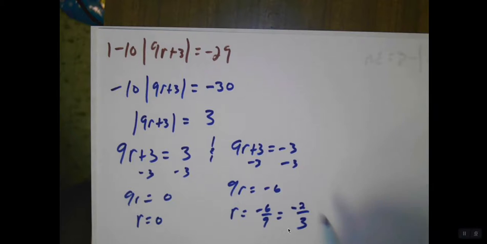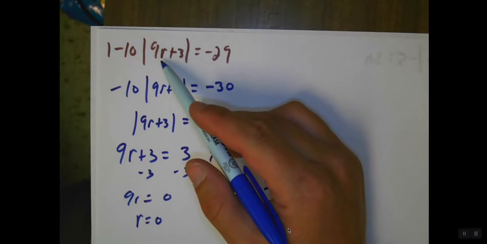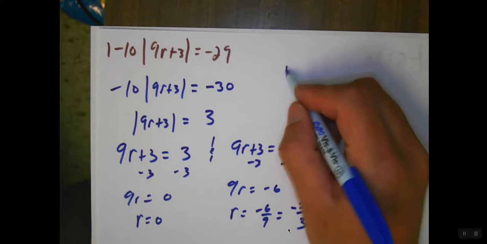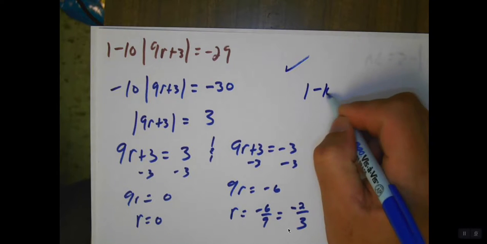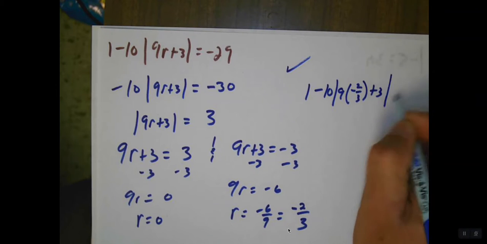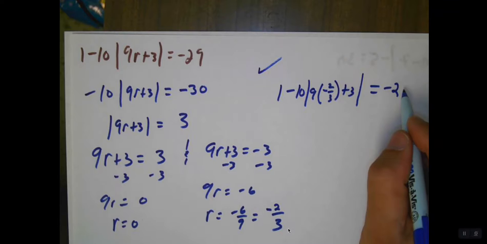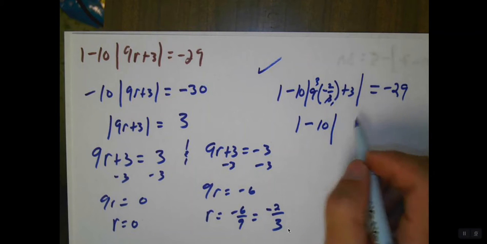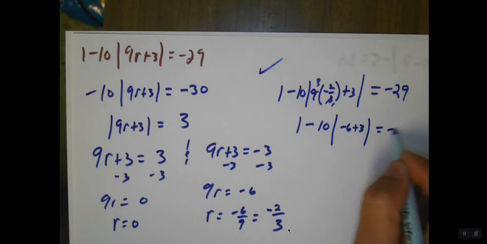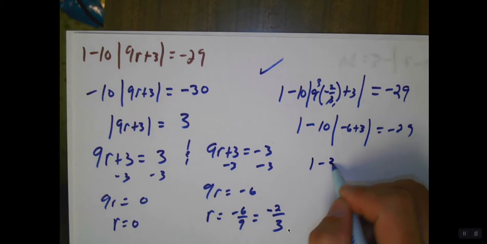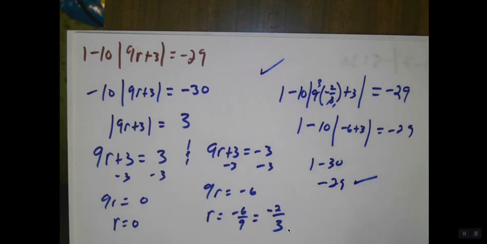Check your work. Plug in 0 up here. So 1 minus 30 is negative 29. So that first one checks. Plug in the other one. 1 minus 10 times the absolute value of r, which is negative 2/3, times 3 plus 3. Is this negative 29? So 1 minus 10 times the absolute value, that's a 3, that's a 1, negative 6 plus 3. Negative 6 plus 3, I believe, is negative 3. 1 minus 30 is, in fact, negative 29. That checks out. So it's important to check them because sometimes you get extraneous solutions.